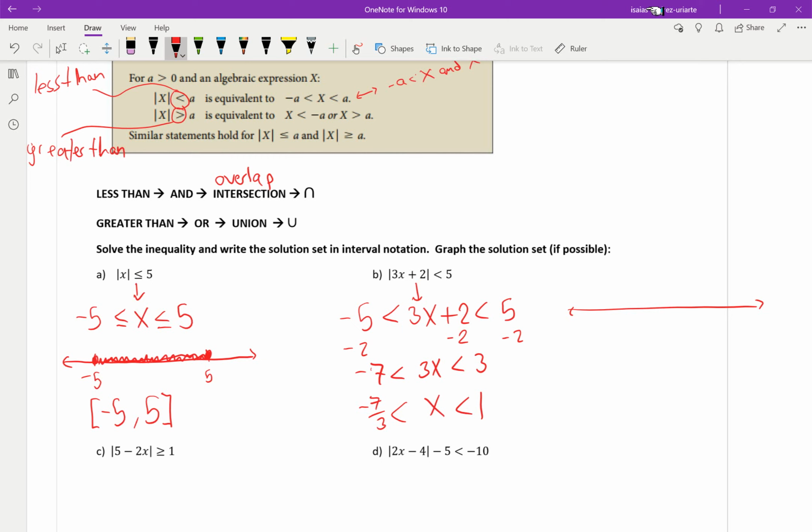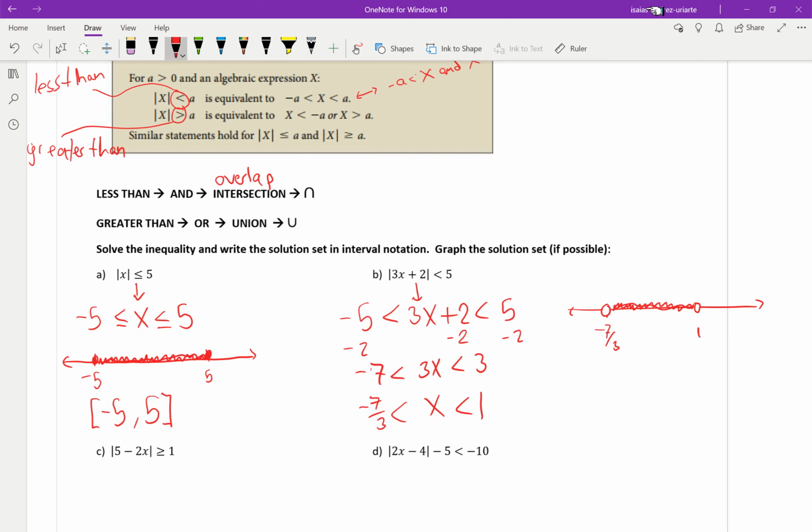So negative 7/3. Negative 7/3 is something like negative 2.333. So I'll say it's over here on the left. That's negative 7/3. And then 1, let's just pretend that 1 is over here. And right now we're dealing with all the values that are between negative 7/3 and 1, but not including negative 7/3 and not including 1. So it's all of these values right now.